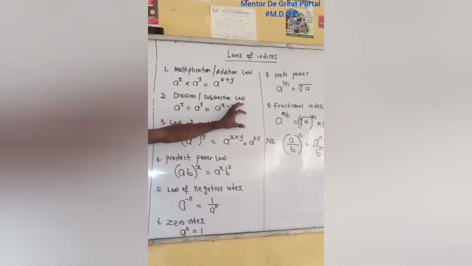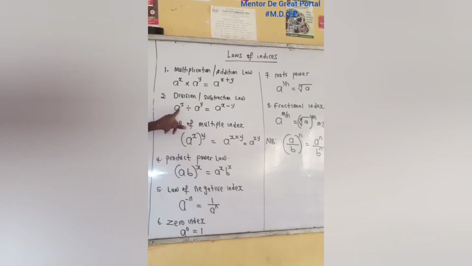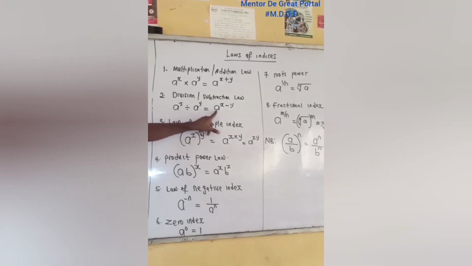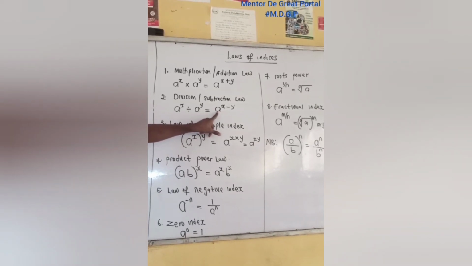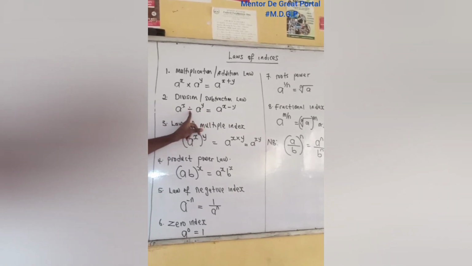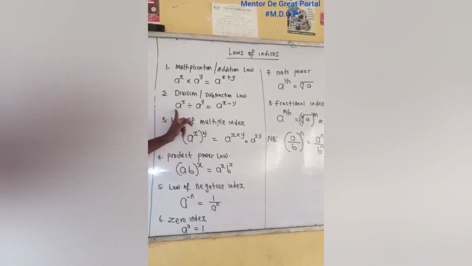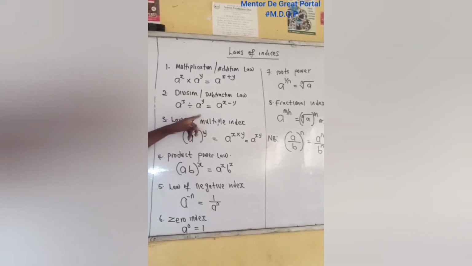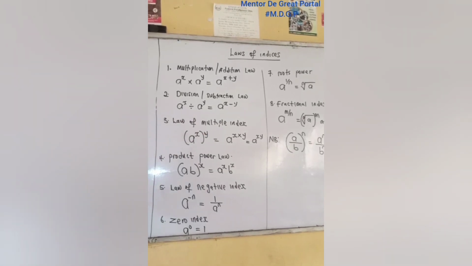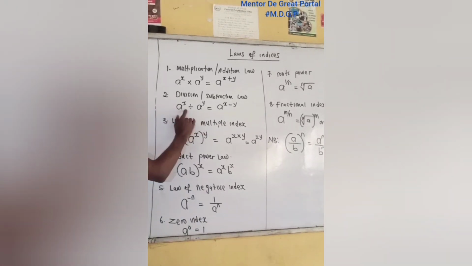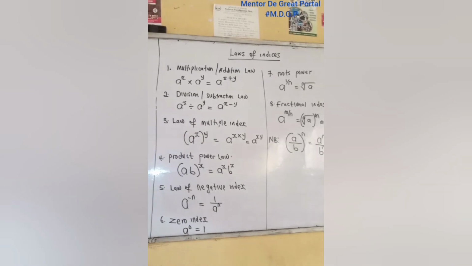Then the division law, division/subtraction law. This entails that when the bases are the same, you're going to pick one of the base, which is a. Then division induces subtraction. So when you have division between the two index that are having the same base, you're simply going to take one of the base and then subtract the powers.